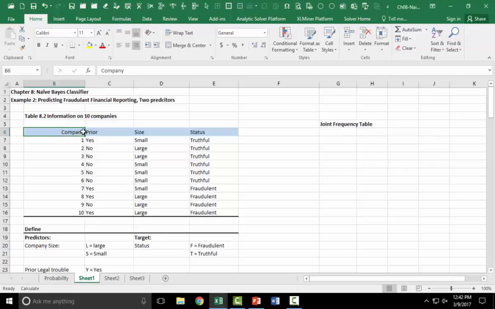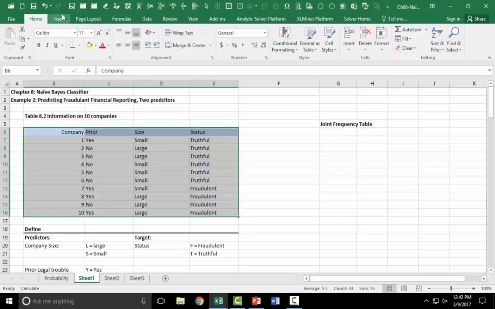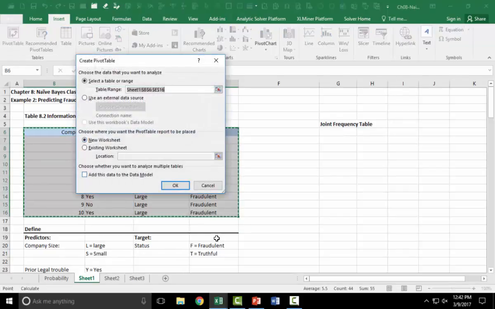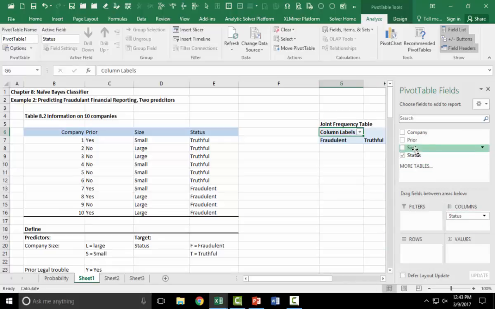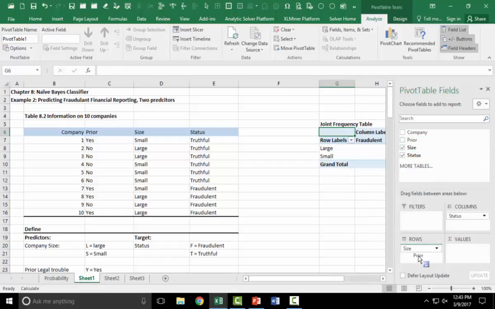And how can we do that? Well, we can use a pivot table of the data, and let's put the pivot table right here. So, a joint frequency table, all right? Then the target goes as columns, and then we will put company size and prior legal trouble, like that.